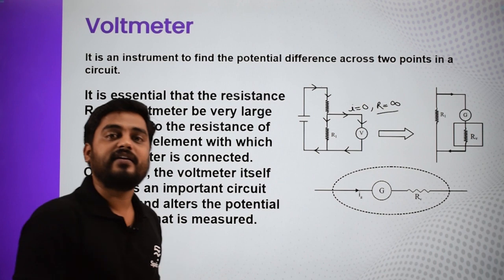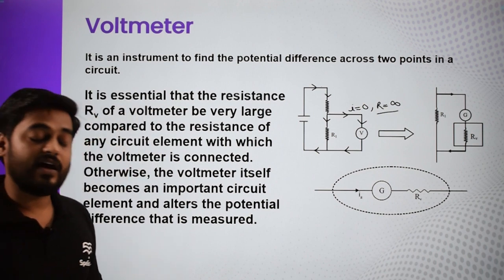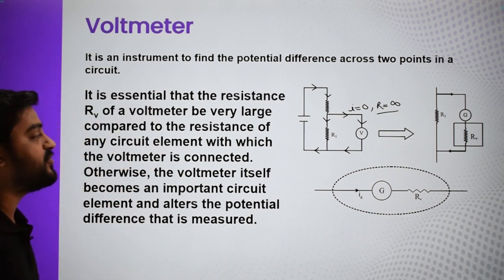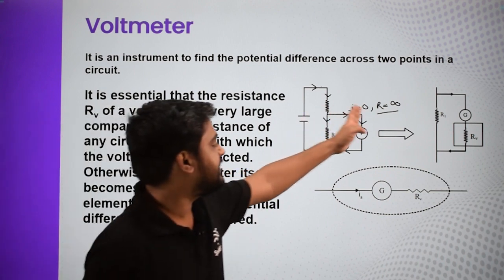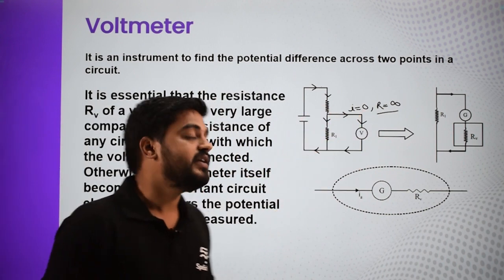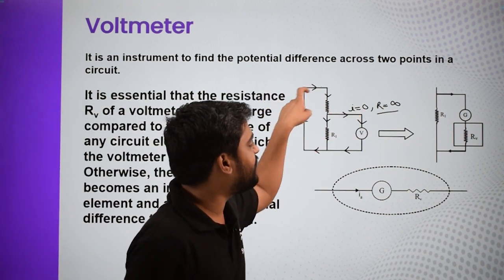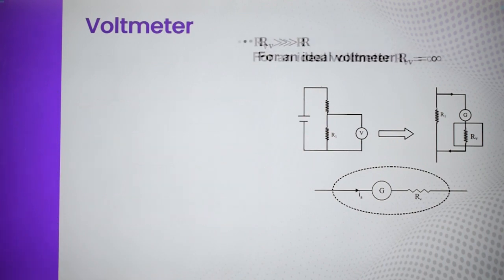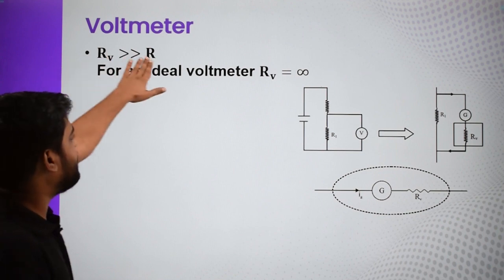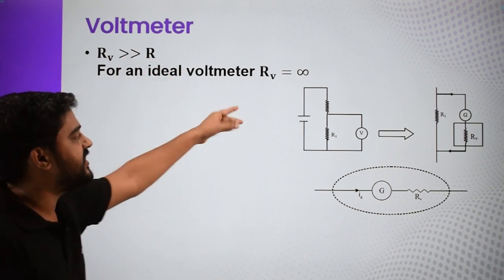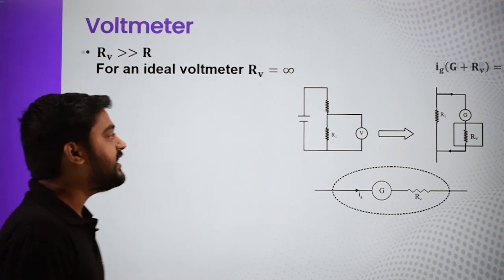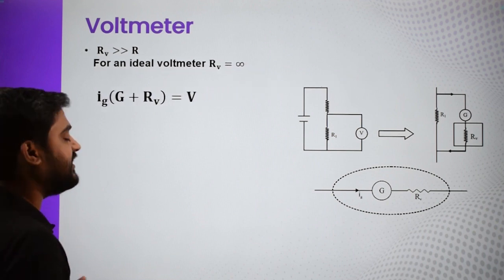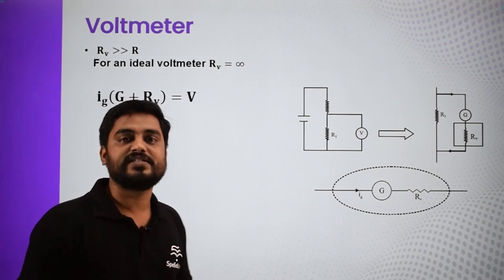So for an ideal voltmeter, the resistance has to be infinity, so that it does not take any amount of current from the original circuit. So the original circuit remains unaffected. Now RV has to be way greater than R, and for an ideal voltmeter it has to be almost infinity. But infinity is not possible, so practically we keep very large values of resistance.